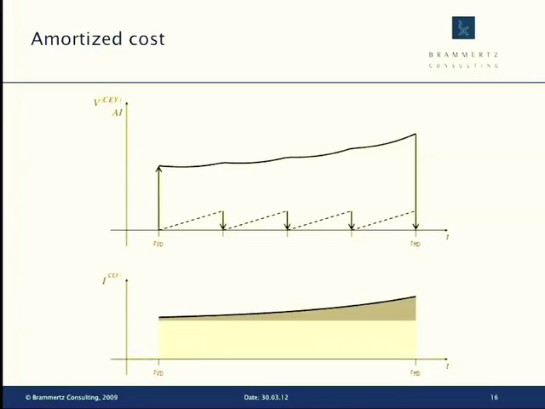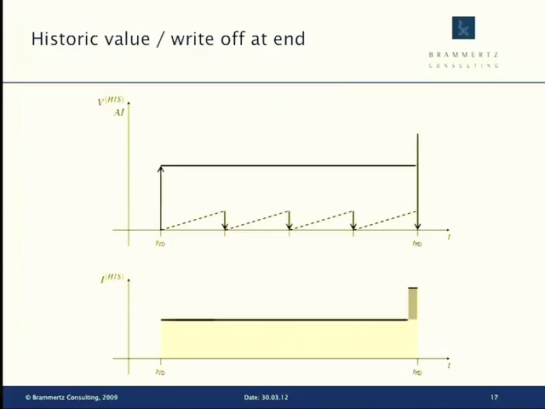Okay, that's amortized cost. Now, historical value and write-off at the end, that's very simple. So that means you take the deal in at this value, and you keep it at this value. We took it in at 80, so we don't write off that premium discount as we did at the beginning. So the value is always 80, and you see the nominal income is like that.